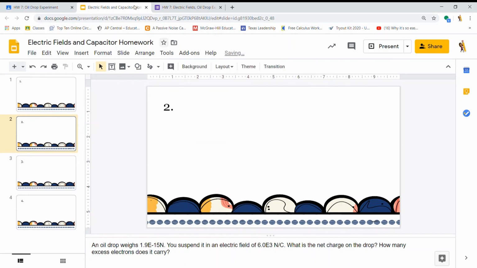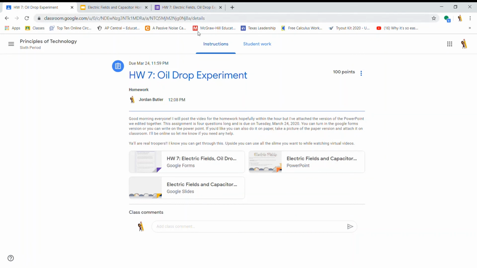And then finally, if you don't like doing your homework online, that's okay. You can do it on paper. Just make sure you take a picture of it and attach that in Google Classroom so that I can see it, or scan it to me. So this is your homework for tonight. It's due on Tuesday though, so you guys have quite a few days to get this taken care of and hopefully work through any problems that we have.